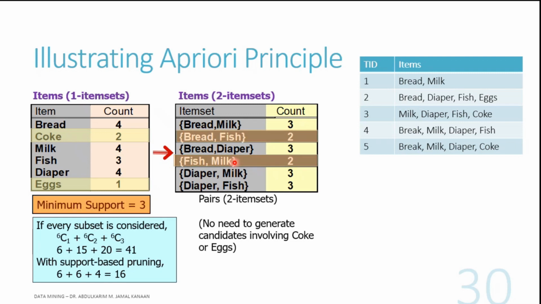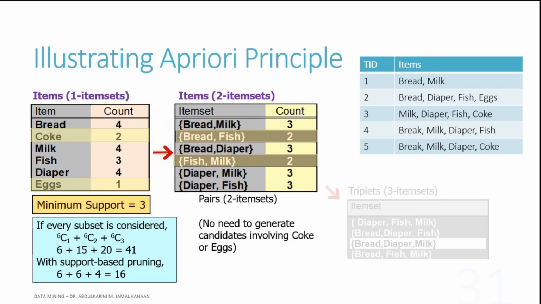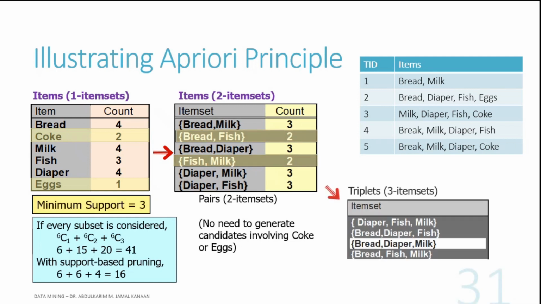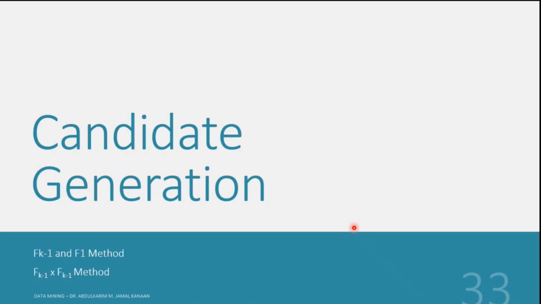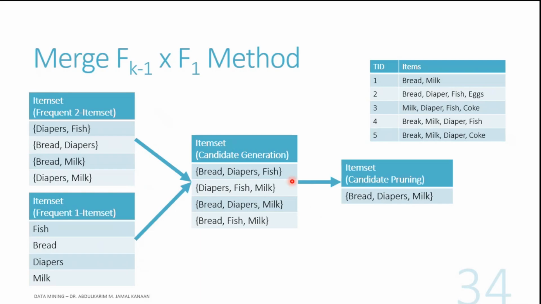So far, so good. Now we move on to 3-item sets. Now following F(k-1) with F1, we already did this actually. So we should get these 4 item sets. Remember, yesterday, the same slide we looked into yesterday. This one, same. So we already looked at how we generated the 4 item sets, okay?